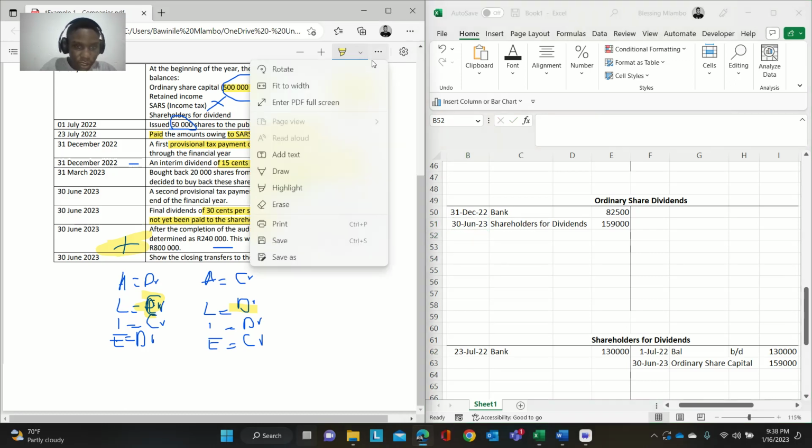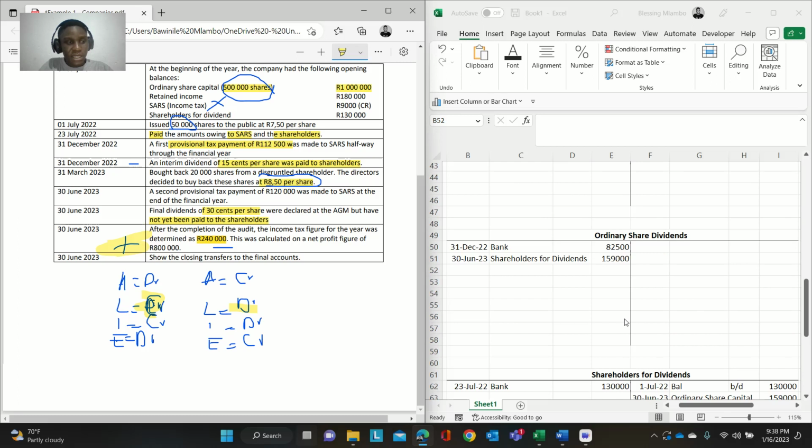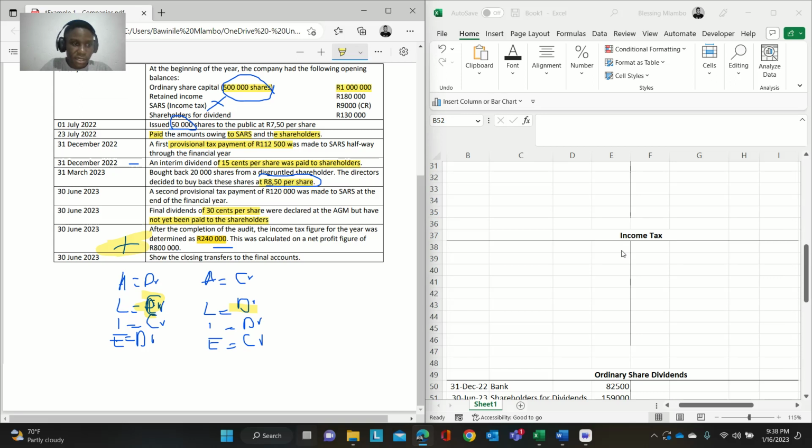And then let's go to the next question. So they say after the completion of the audit, the income tax figure for the year was determined to be 240,000. So now SARS comes to us, or after we've calculated the profit, we multiply the profit by the income tax rate. And when we do that, we find that this is the amount we're supposed to pay to SARS this year, meaning that our income tax expense is increasing. Remember, we said the income tax account is an expense account, and expenses increase on the debit side.